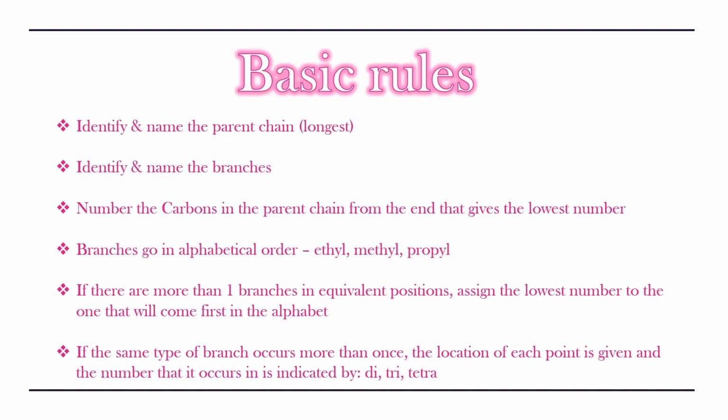If there are more than 1 branches in equivalent positions, assign the lowest number to the one that will come first in the alphabet. If the same type of branch occurs more than once, the location of each is given, and the number that occurs is indicated by di, tri, tetra, and so on.